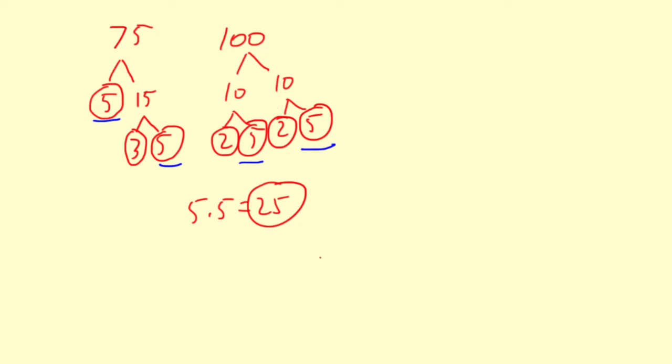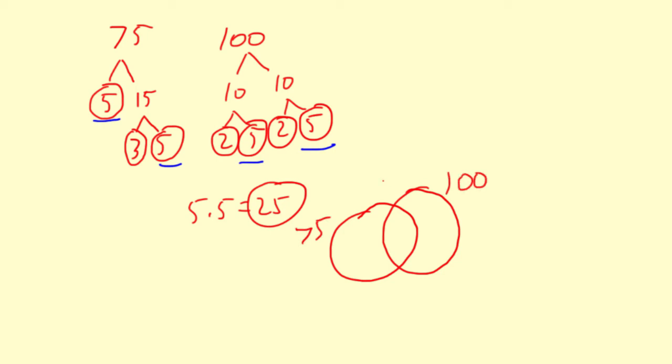This can also be modeled using Venn diagrams. Something like that. And let's say this is for the 75 over here, and this is for 100 over here. So the common factors go in the middle, and that was 2 5's. And then the other factors go outside of the common area. So for the 75, there was a 3, and for the 100, there was a 2 and a 2. And so this common area here, that is the greatest common factor.